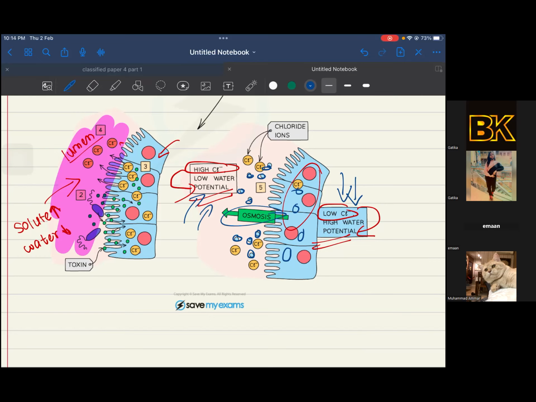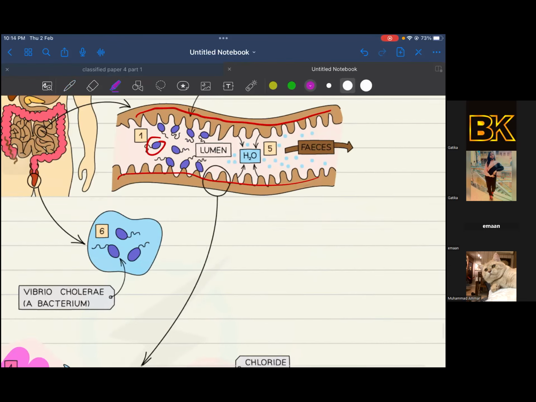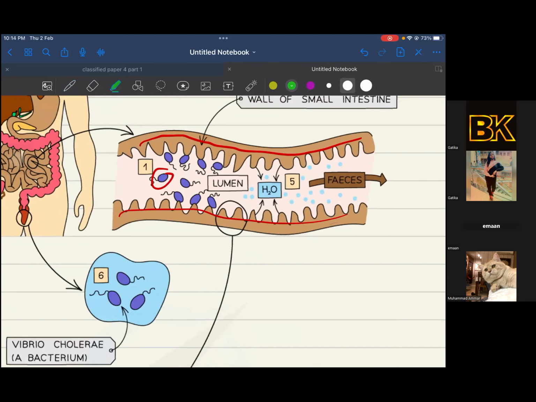Now we have all of these water molecules and chloride ions in our lumen, right? In this part, these water molecules cannot go back into the wall of the intestine. They will be lost from the body in the form of watery feces. Because of that, we are losing a large amount of water and chloride ion from our blood. The blood will contain very little chloride ion and water. Do you get that?